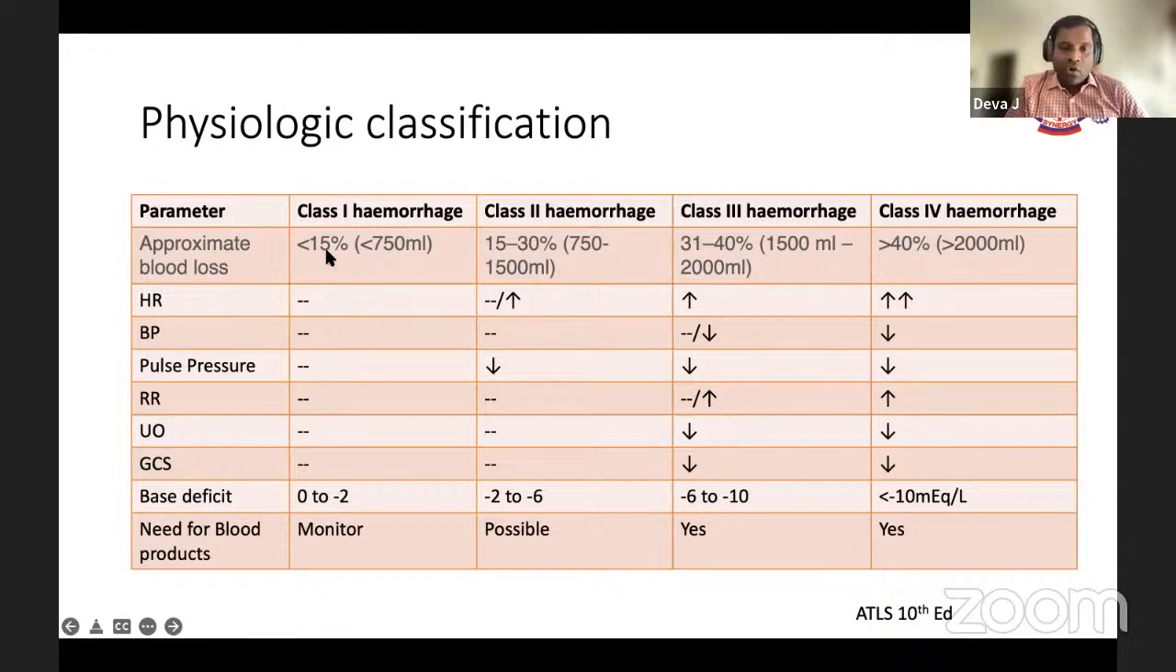You can also base it on the estimated total blood volume. For a 70 kg male, it's roughly about 70 ml per kilo, about 5 liters. If the blood volume lost is less than 15% of the patient's total blood volume, it's class 1, 15 to 30% is class 2, 30 to 40% is class 3, and more than 40% is class 4.